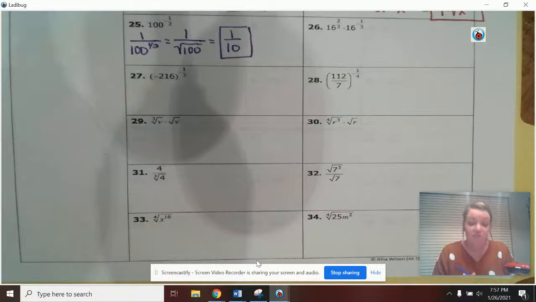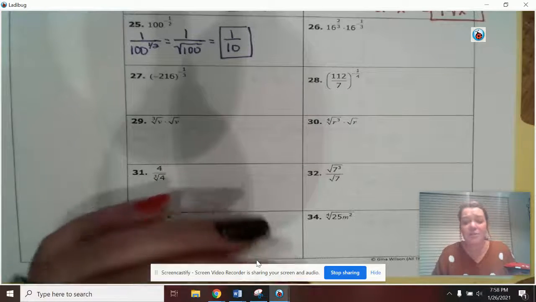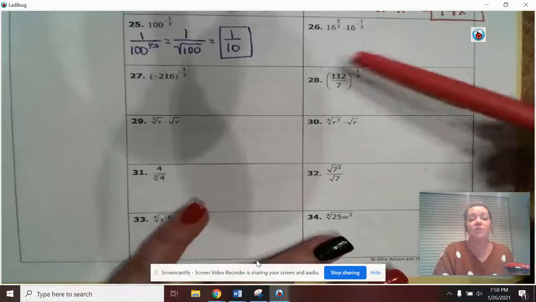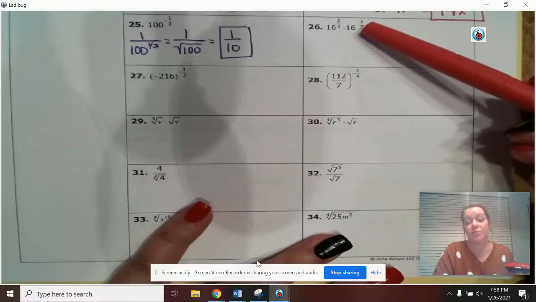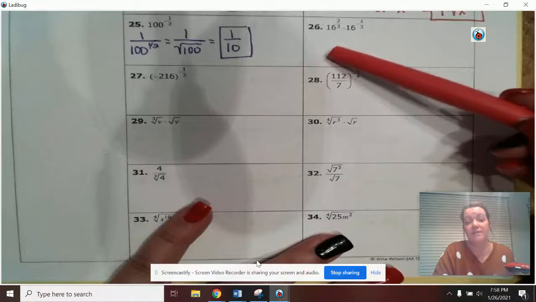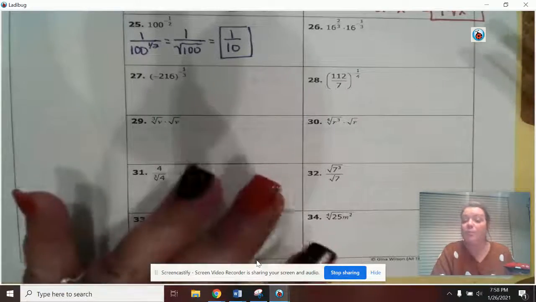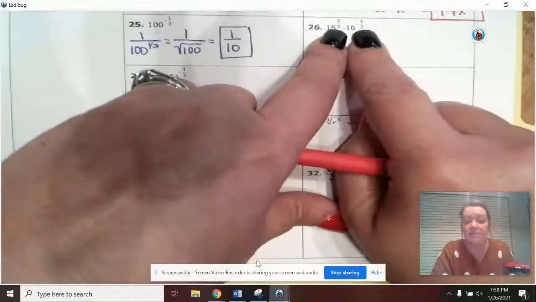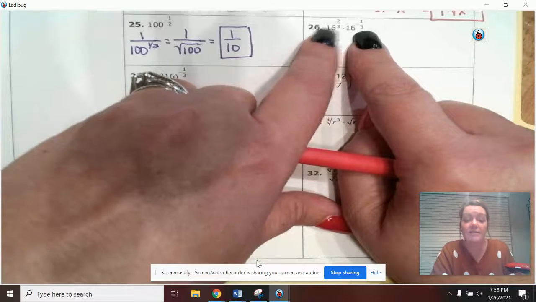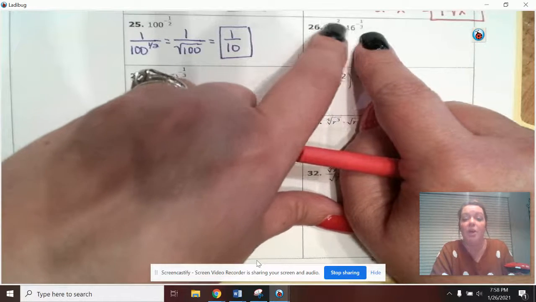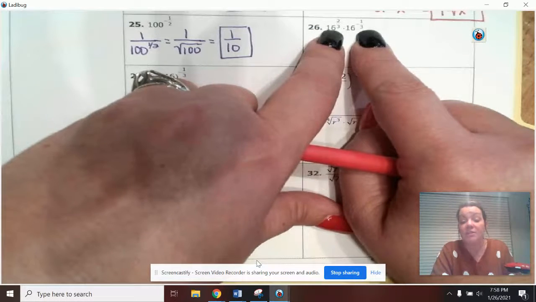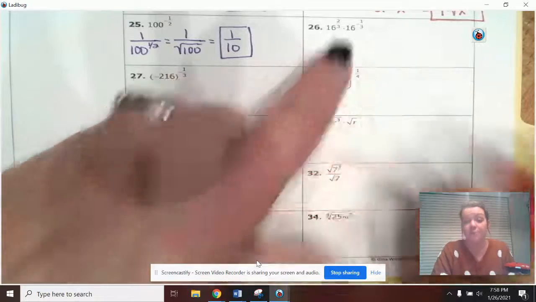Okay, 16 to the 2/3 times 16 to the negative 1/3. A couple of different ways that you can do this. If you want to go ahead and move the 16 to the 1/3 to the bottom of the fraction and then subtract the exponents, you can, but you don't have to. If you have something else that you're going to join with it, this is base to a power times base to a power. We're just going to add the exponents. You can go ahead and do that first also.